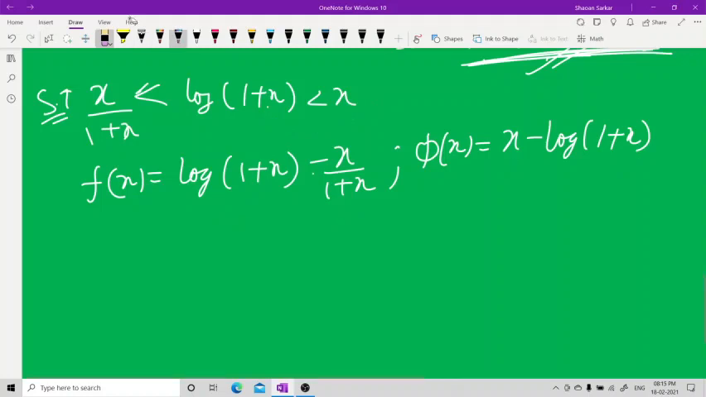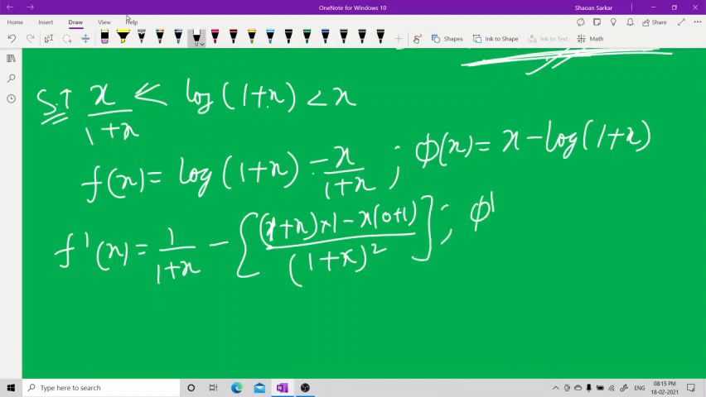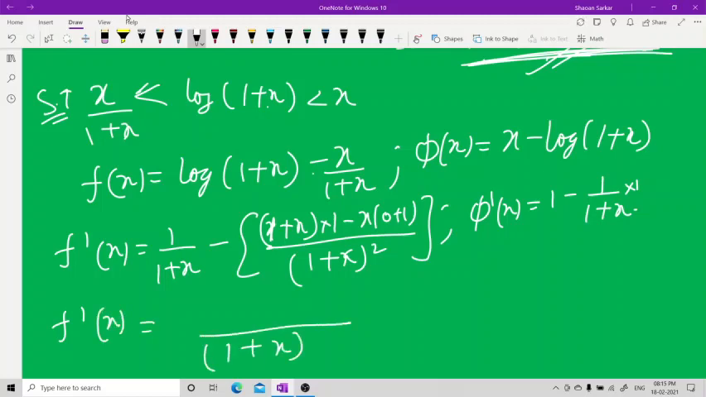Now take f(x). Now you take f dash x. F dash x is nothing but 1 upon 1 plus x minus, by the quotient rule, numerator times derivative of denominator, 1 minus x, then this becomes 0 plus 1, and the denominator becomes 1 plus x whole square. And phi dash x you take as 1 minus 1 upon 1 plus x. Now for f dash x, take the LCM 1 plus x whole square, and open up this part: 1 plus x minus 1 minus x.